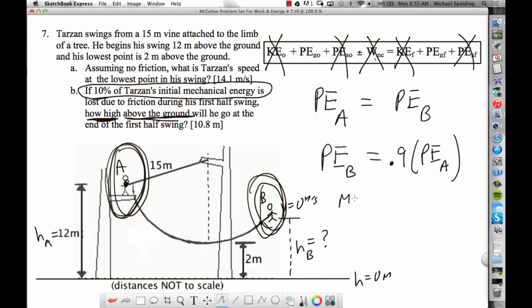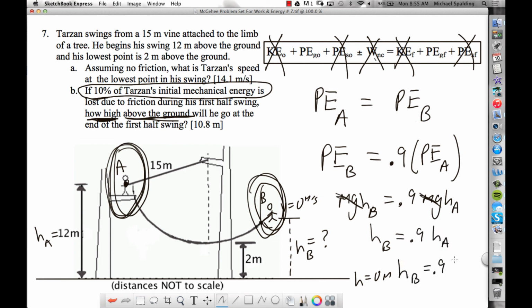So now we go MGHB equals 0.9 MGHA, and then the MGs drop out. So HB is going to be 0.9 HA. So you're going to go 0.9 times 12 meters, which gives 10.8 meters, and that's measured off the ground. So you're good.